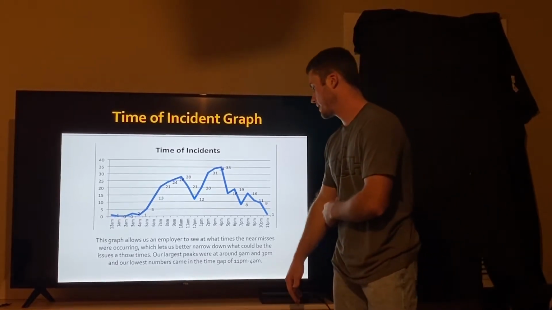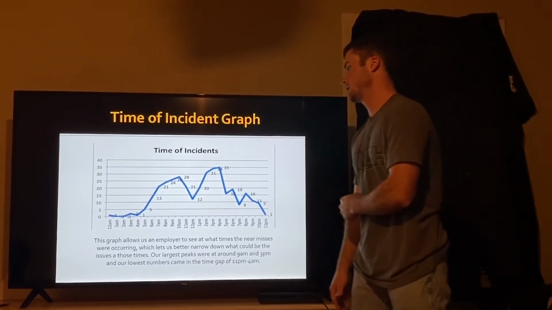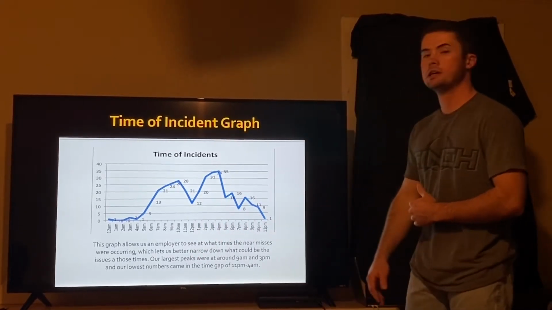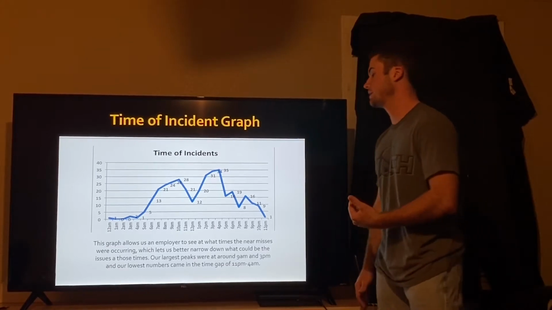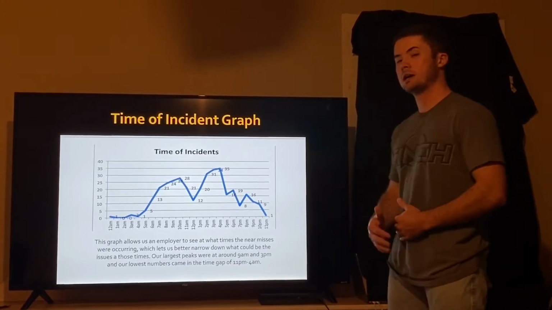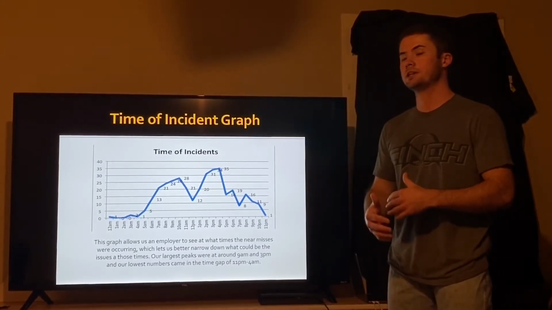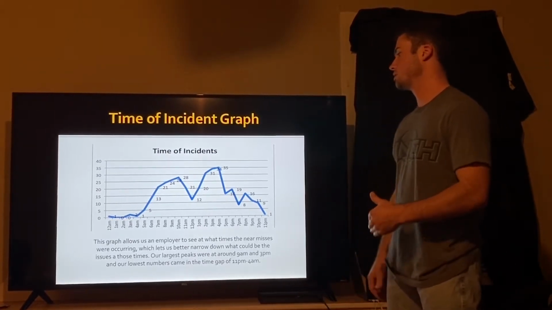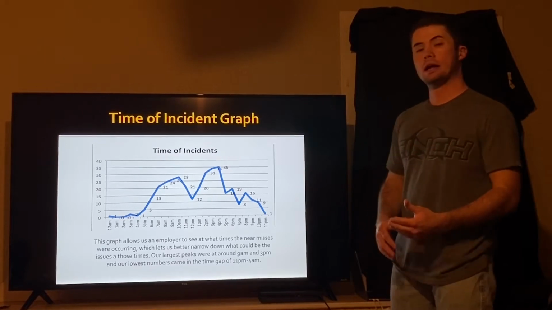As we can see here, we had a peak in near miss reports from around 9 a.m. to about 3 p.m., which was some of our highest peaks. And then some of our lowest times, where we didn't have really any near miss reports, was from about 11 p.m. to about 4 a.m.